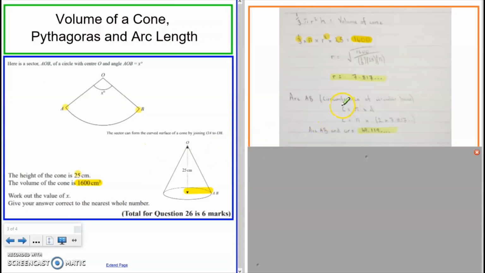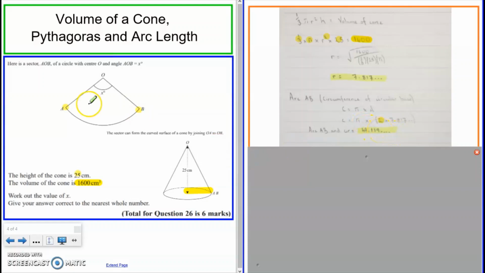So I've just used my knowledge of circumference equaling pi times diameter, bearing in mind that diameter is twice the radius that we just found up here. And I then calculated that the circumference of this circle is 49.119 and so on. Again, I haven't rounded at this point, which also tells me that this arc length is the same, 49.119. So now I found a little bit more information that I can work with.